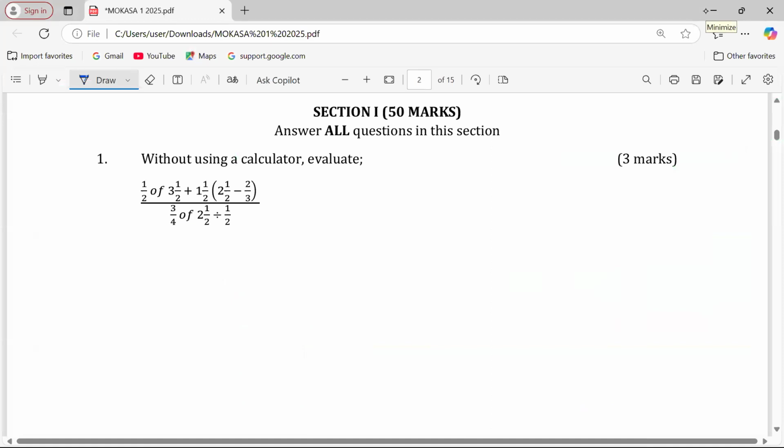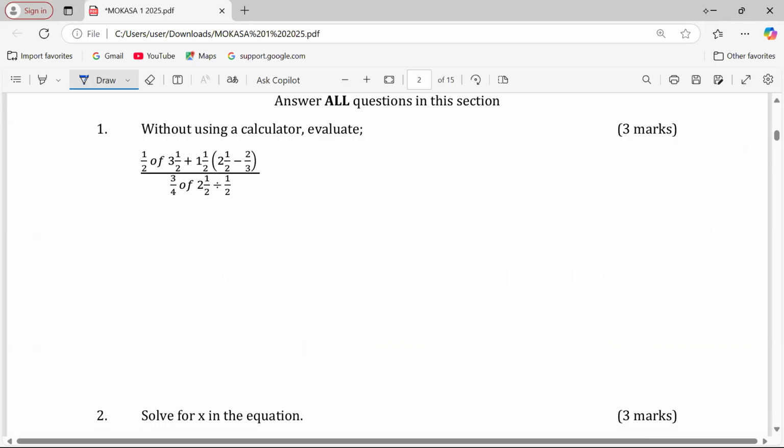Number 1, without using a calculator, evaluate half of 3.5 plus 1.5 into 2.5 minus 2/3, divided by 3/4 of 2.5 divided by half. So this one, we will follow the BODMAS rule, whereby we have to work out whatever is in brackets first, then know that the "of" means a multiplication.